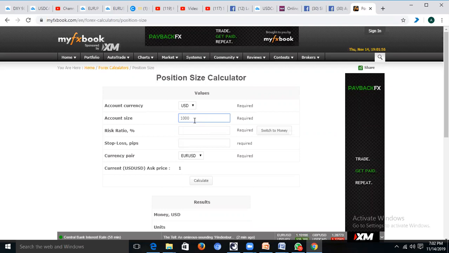You can change your currency to your own. These are the currencies they have. Maybe you're not using USD. Now, the risk ratio is where you type your 3%. Stop loss pips. Remember, we calculated 29 pips for that particular trade. You type 29 pips.